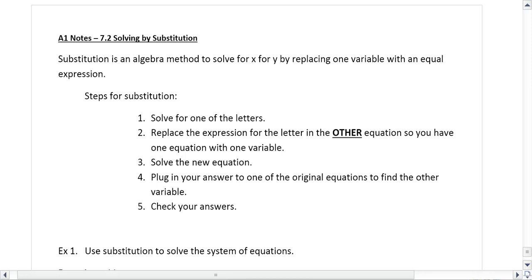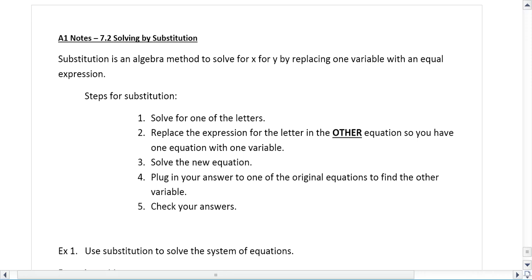So we learned how to solve systems of equations by graphing them. And that works pretty well, except if the numbers get really big, and then it's hard to make a very large graph. So we're going to learn a couple algebraic methods to solve for two equations with two variables. The first method is substitution.